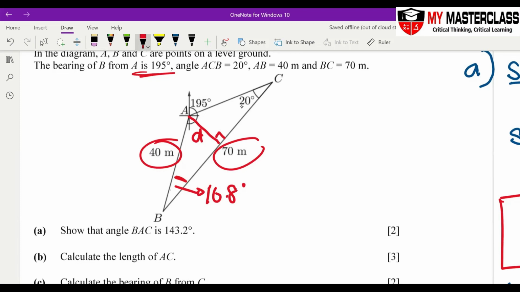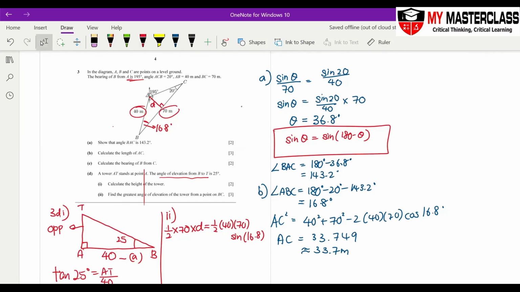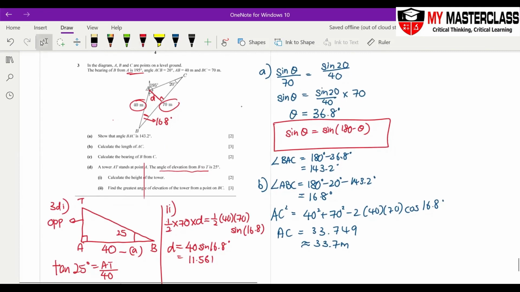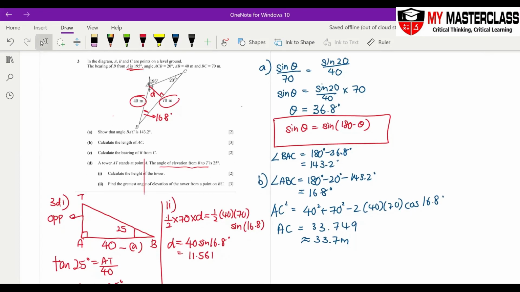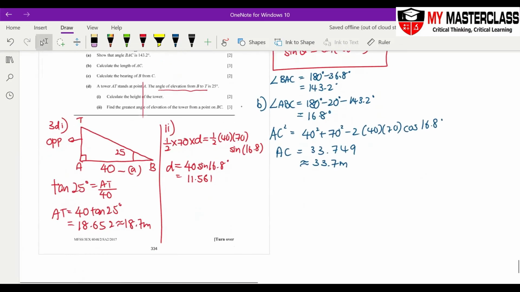Most foolproof. You will realize that if you divide over, it will actually become a trigo ratio, because half and half cancel, 70 and 70 can cancel. So basically D equals 40 times sine 16.8. Can you tell me how much it is? 11.561. Do not round off because this is part of the question. So understand, to find the perpendicular distance, it is always half AB sine C equals half times base times height. Then now we need to draw.